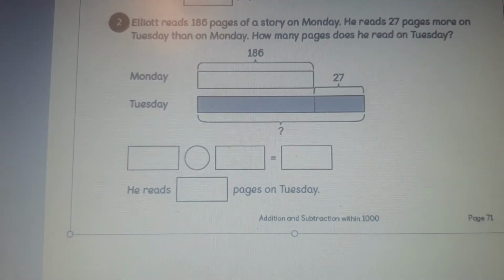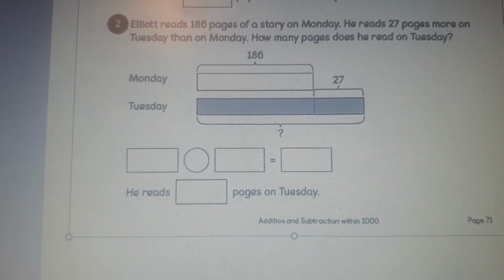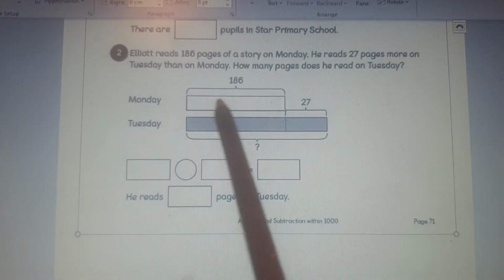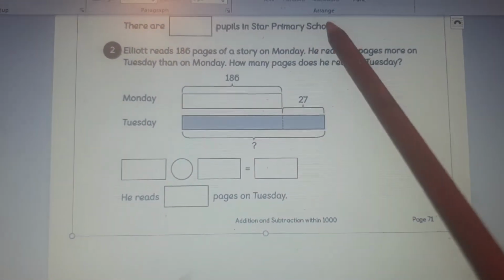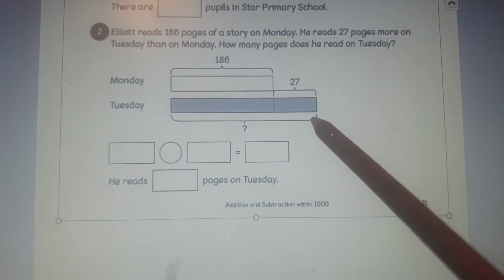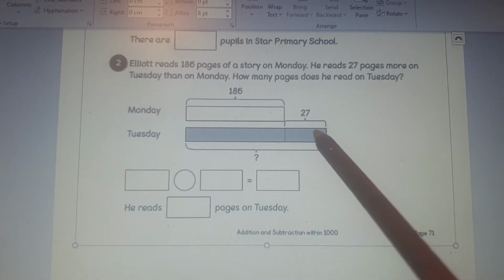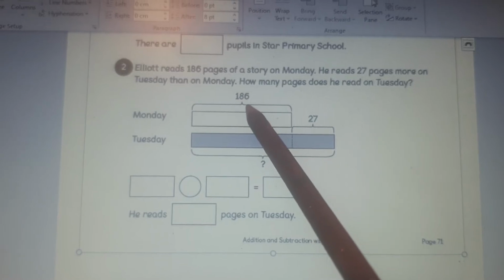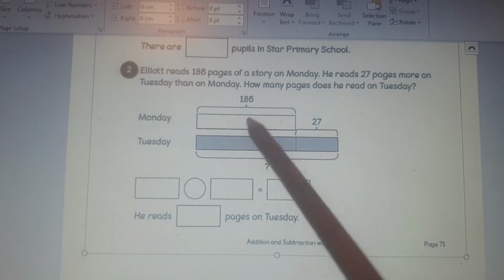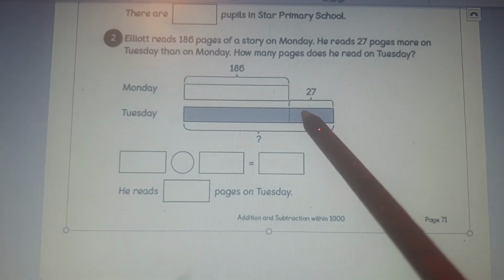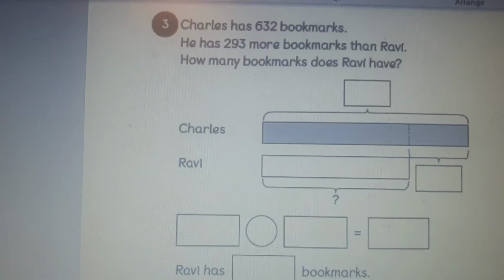So will this be a subtraction now? Because we're asking 186 and he's reading 27 more. So how many did he read? So are we going to do subtraction? Or are we going to add? I'll leave that up to you.